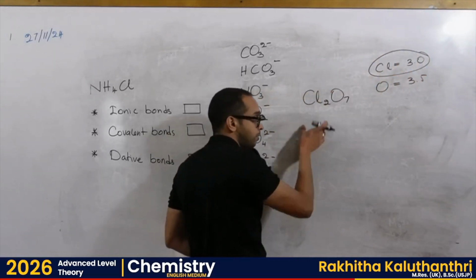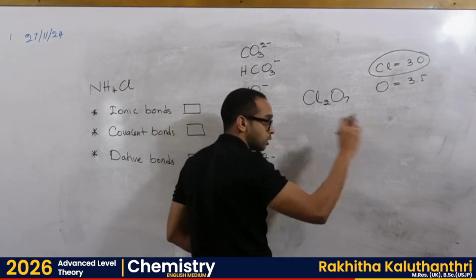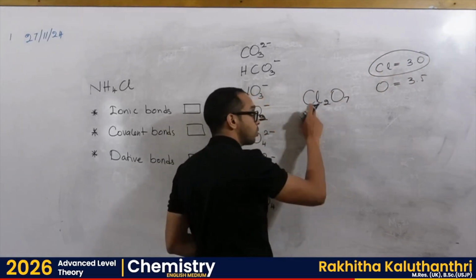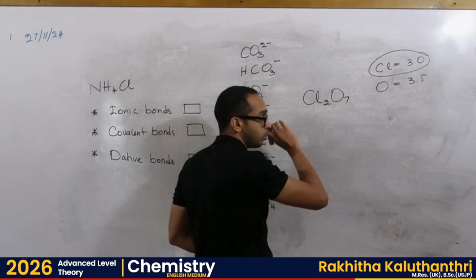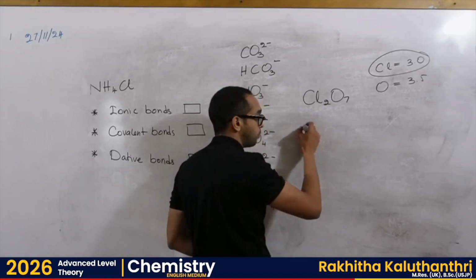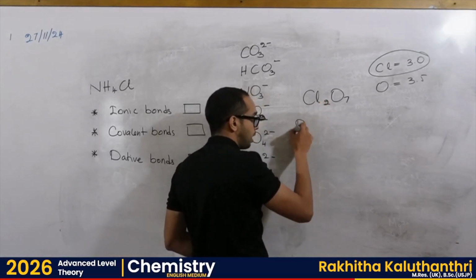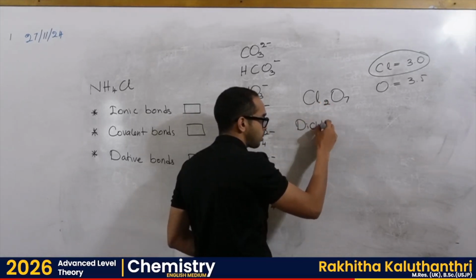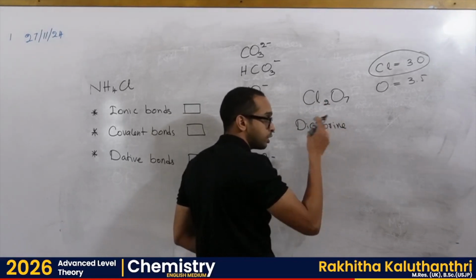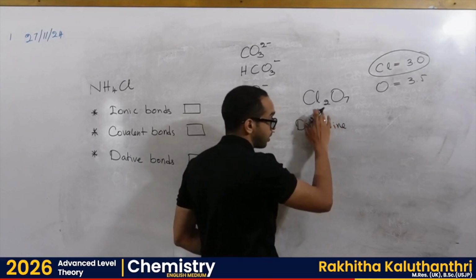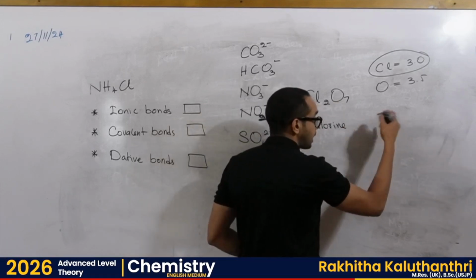When you're writing the first element's name, we don't make any changes to its name. This is a chlorine atom, so we only indicate how many atoms there are. We write di, and the name of the element is chlorine. The only time we make a change to the name is when writing the second element, whose name should always end with IDE.